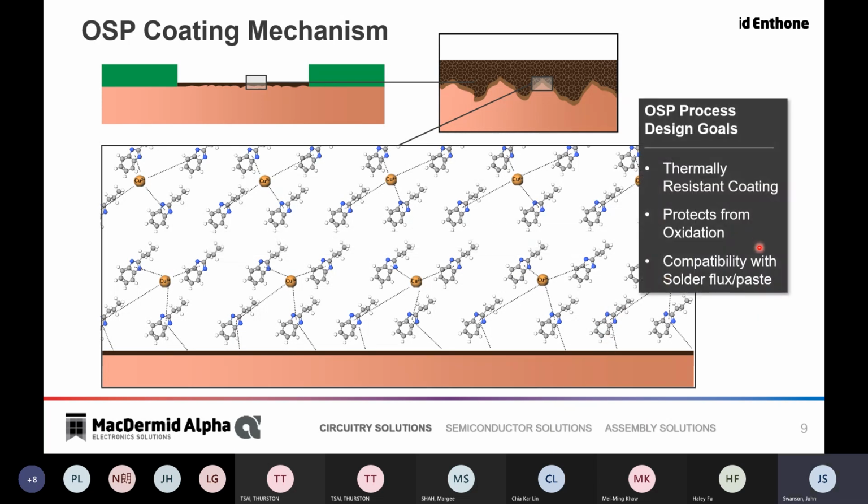The objectives of the OSP: we want it to be thermally resistant. We want a coating that is able to endure 1, 2, perhaps 3 multiple heat cycles in assembly. We want to protect the underlying copper surface from oxidation, and we want to be compatible with solder pastes and fluxes.